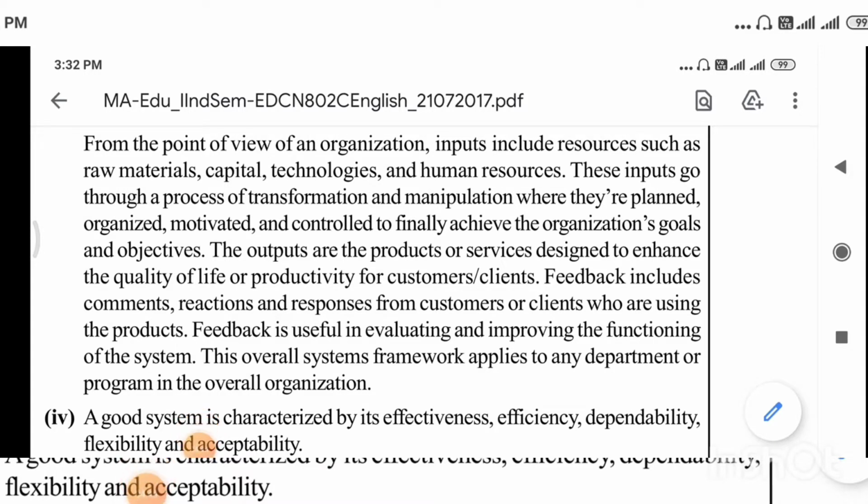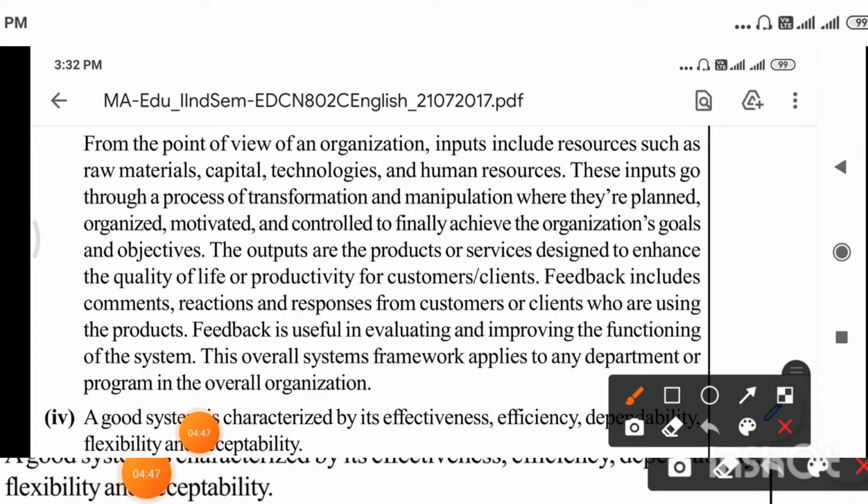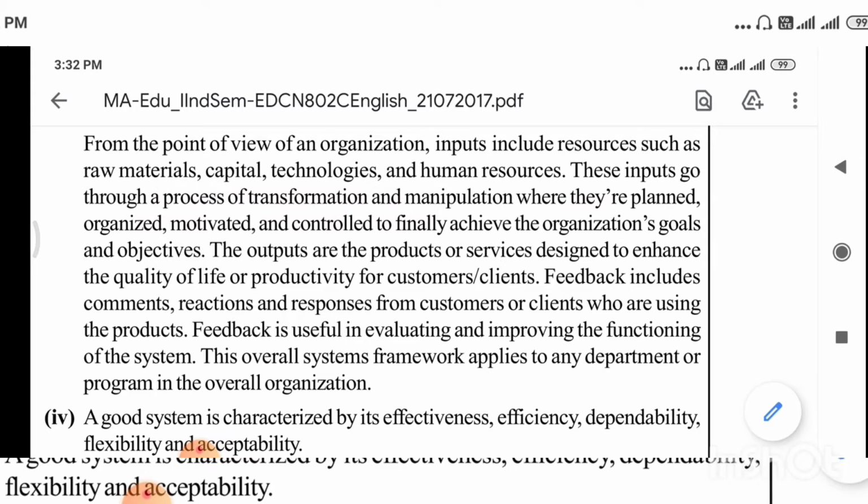Okay, so we understand, guys, here. Once again, let's see that from the point of view of an organization, inputs include resources such as your raw material, capital, technology, human resources, this I told you. Now, when these inputs go through a process of transformation, we change this input.